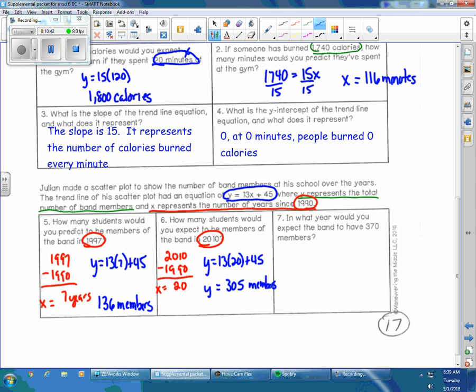Now the next one is a little bit different. It says, in what year would you expect the band to have 370 members? So they're giving us our y, and we have to solve for our x. So 370 equals 13 times x plus 45. This will be a two-step equation. So I'm going to subtract 45 from both sides of the equation. 370 minus 45. Grab your calculator and plug it in. Is 325.